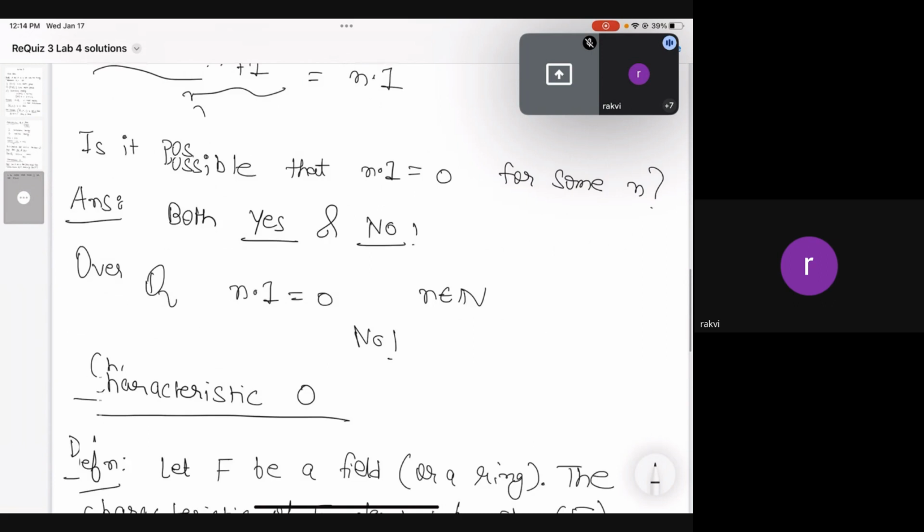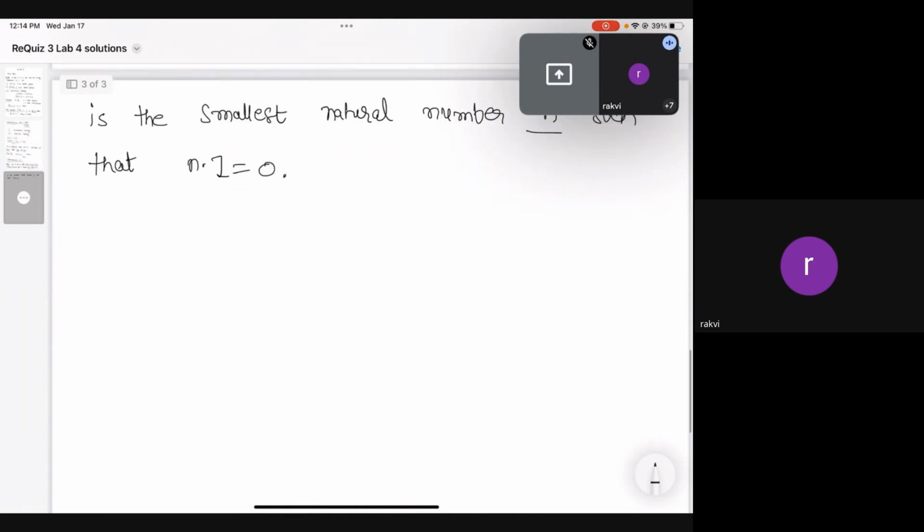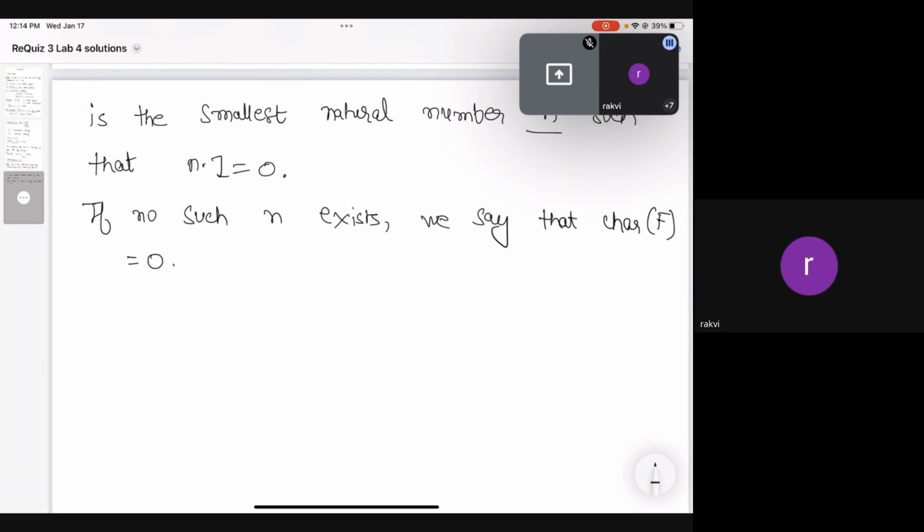But we just saw an example where n times 1 is never 0, right? In that case, what do we say? If no such n exists, we say that the characteristic of F is 0. If you go by the definition, technically the characteristic of F should be infinity, because no such smallest number exists. You keep going to larger and larger numbers. But instead of saying infinity, we say it's 0.